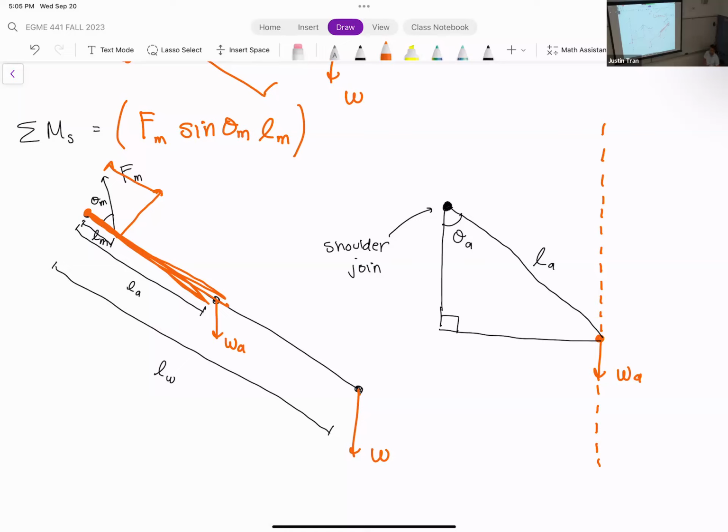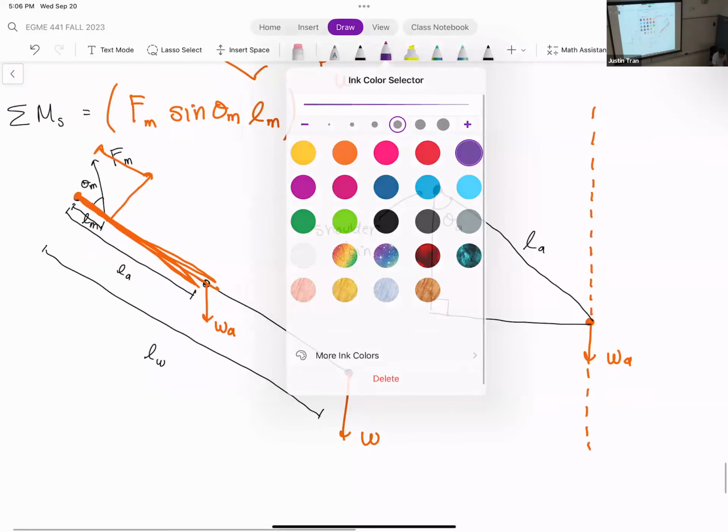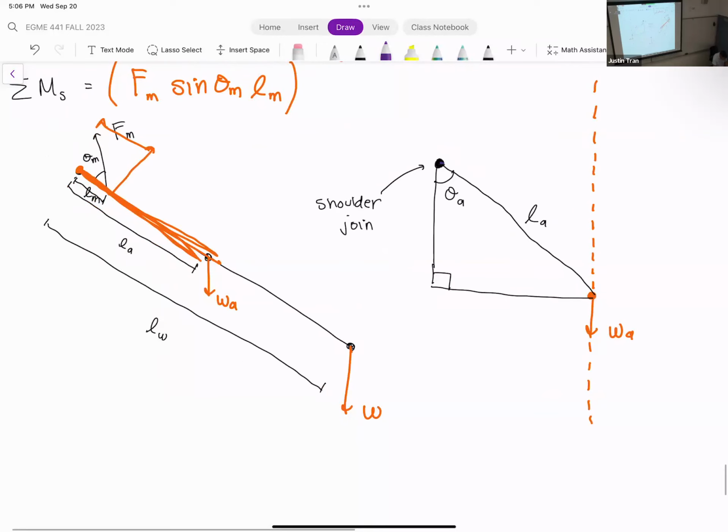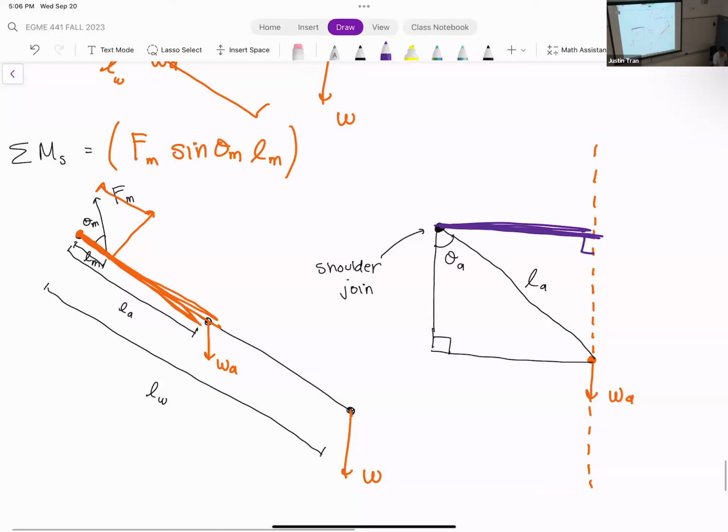From here, it's a lot easier to determine the shortest distance. So that's the line of action. That's the moment arm that you want to compute: the shortest distance between this vector and the joint. Okay. And so in this case, when we draw the line up like this, we can see that the shortest distance is this distance right here. Because this distance will be perpendicular to the force vector. Okay. And this is the distance that we want to multiply by WA to get its moment.